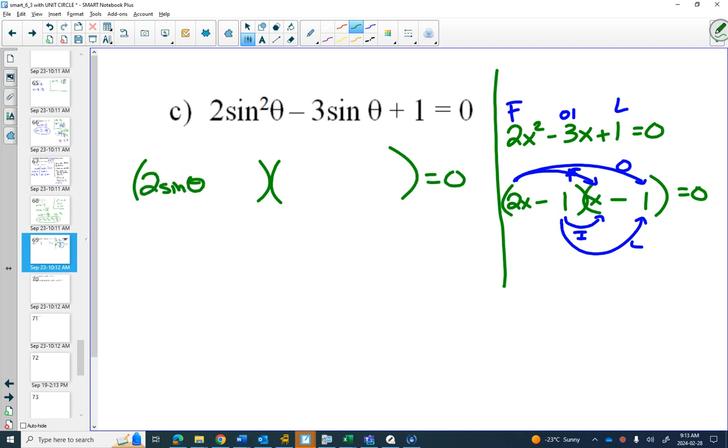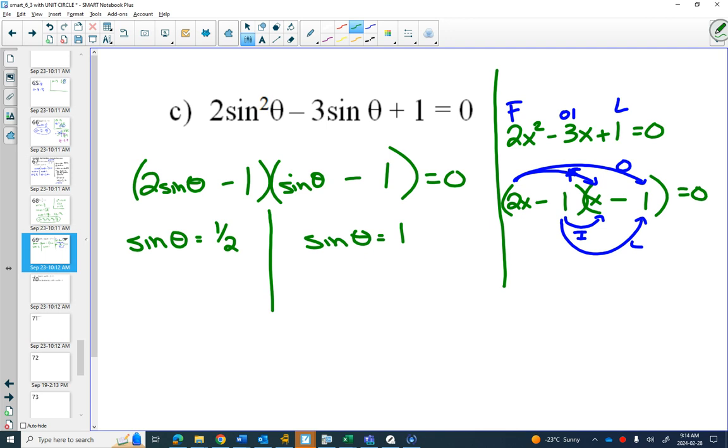The only way to get 2 sine squared would be 2 sine theta and sine theta. The only way to get 1 would be 1 and 1. And then I need my outside and inside to make negative 3. These would both have to be negative. Now, we use that idea that if it's equal to 0 and we're multiplying, either the first one's equal to 0, in which case sine of theta would have to be a half, or the second one's equal to 0, in which case sine of theta would have to equal 1.